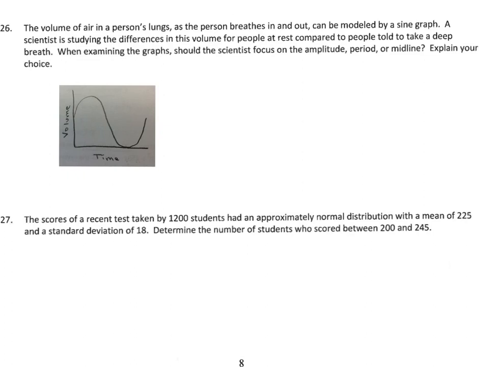Explain your choice. If we're looking for differences in volume, well, volume would be your y-axis, how high and how low it's going to go. Let's start with the midline. The midline would just be the middle height of the graph. That's not going to change whether we're looking at people at rest or people taking a deep breath. The middle is the middle. The period is how long it takes to complete the cycle. That's not going to help us with differences in volumes. The amplitude, how high it's going from the midline or how low it's going from the midline, that's going to help us with the differences in the volumes, how far up and down we're going from the midline.